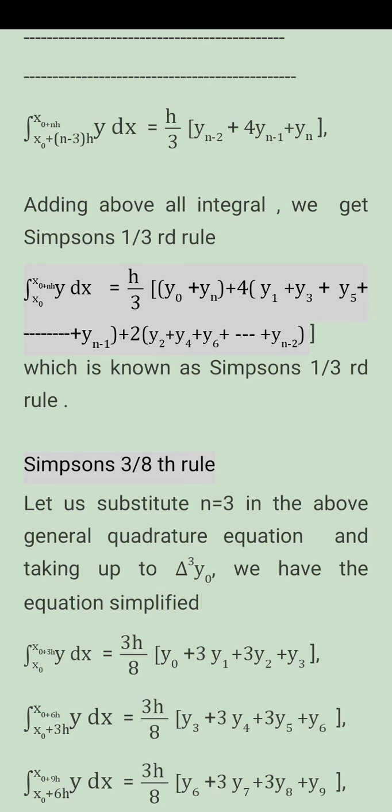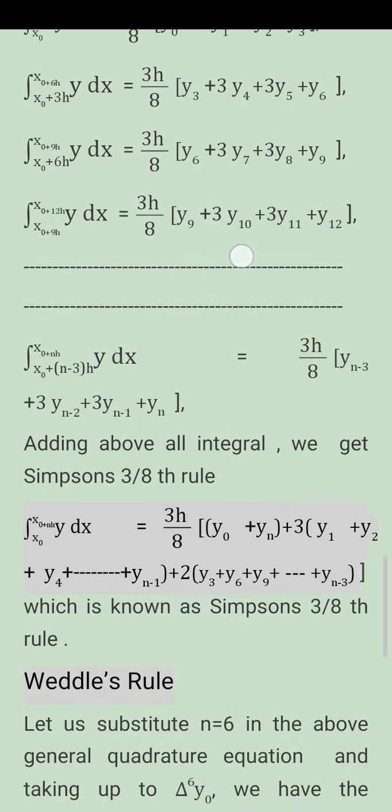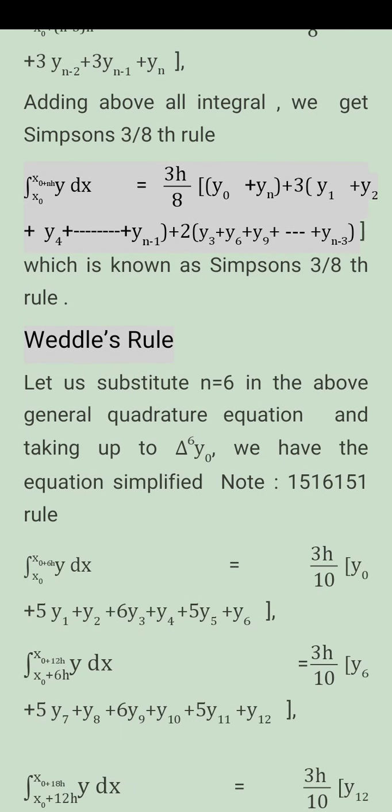Now we move to Simpson's 3/8 rule. Let us substitute n is equal to 3 and take up to delta cubed y naught in the general quadrature equation, so that we get a simplified equation like this: the integral from x naught to x naught plus 3h of y dx is equal to 3h by 8 into y naught plus 3y1 plus 3y2 plus y3. Similarly, add 3h to both the upper limit and lower limit. We get the equation again. All these equations can be added, and we get Simpson's 3/8 rule. The equation is given and highlighted.